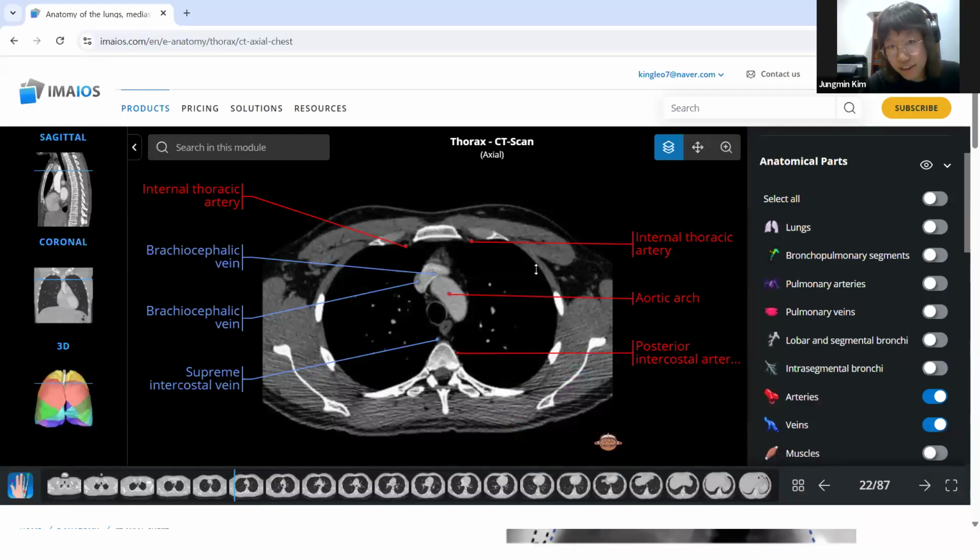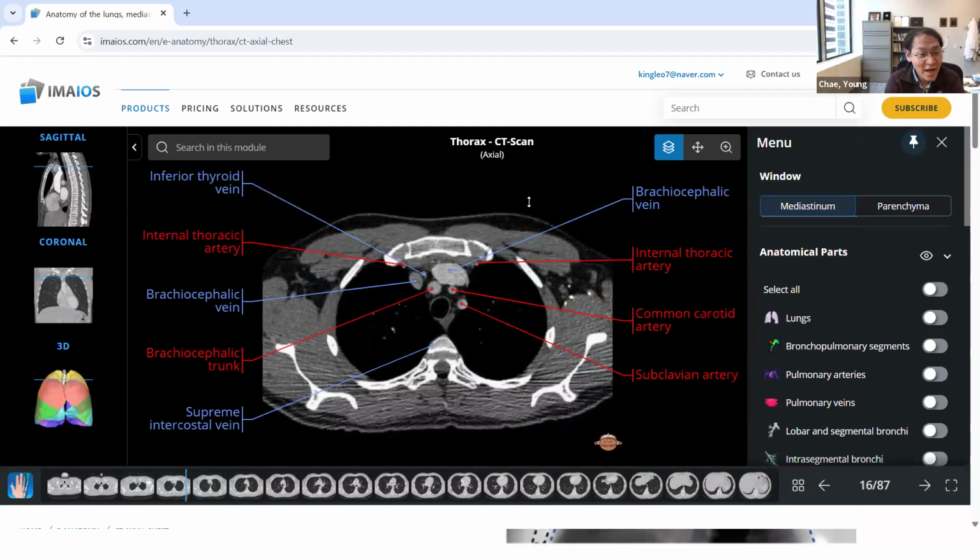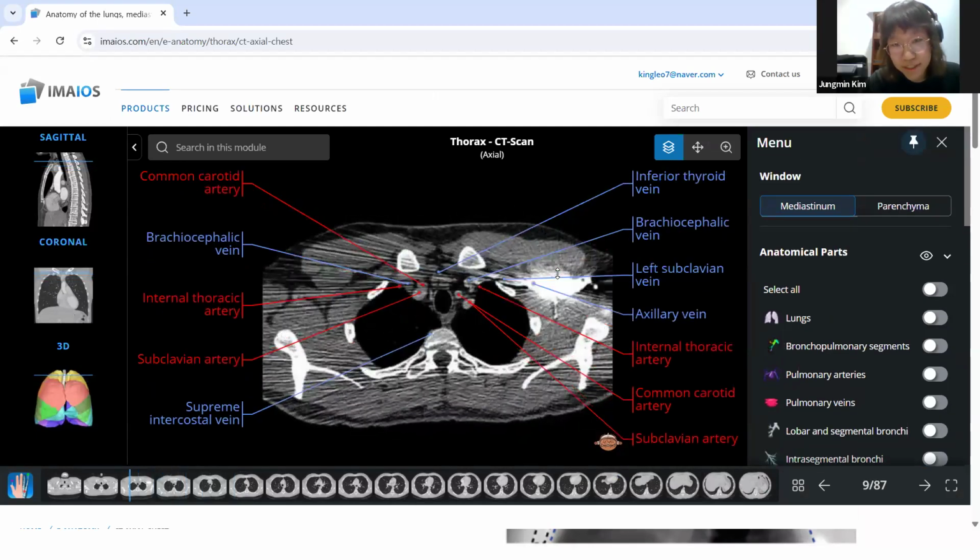So wait a sec. Can you see the page I'm looking at? Yeah, that's nice. Yeah, I really like this page, but it's expensive.